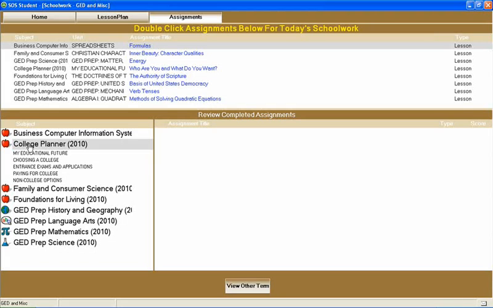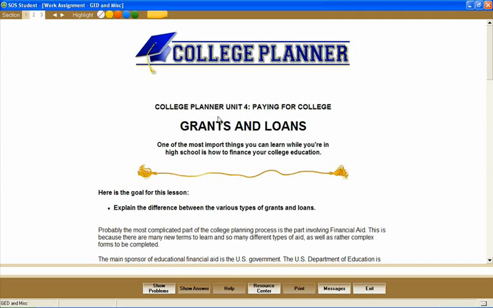Now let's take a look at a College Planner lesson to see how concepts like these are covered. In a unit entitled Paying for College, let's look at a lesson called Grants and Loans.